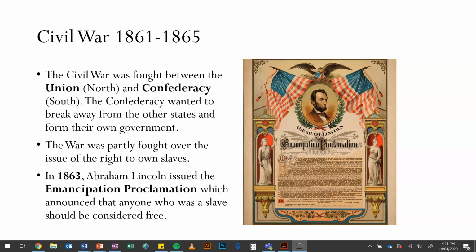In the middle of this war, in 1863, the president at the time, Abraham Lincoln, issued what is called the Emancipation Proclamation, which was not law, but it was a signal from the federal government that they believed that anyone who was a slave should be considered free. And there's a huge backstory leading up to that. In fact, if you want to know more about it, you can watch the film Lincoln, starring Daniel Day-Lewis.